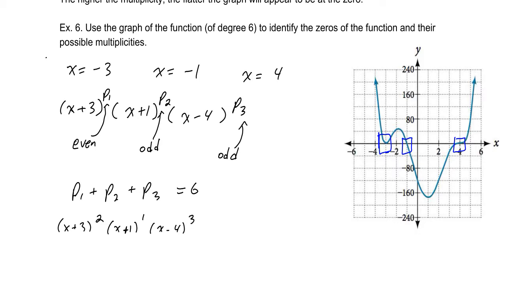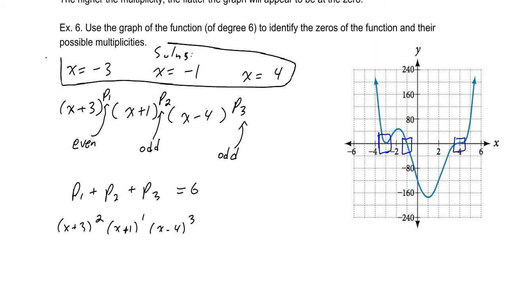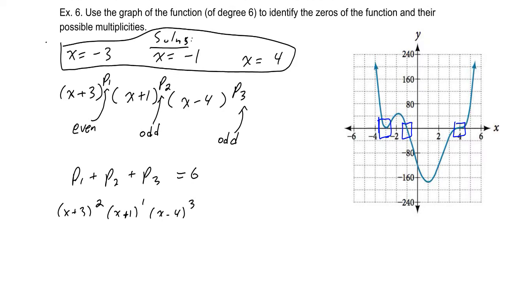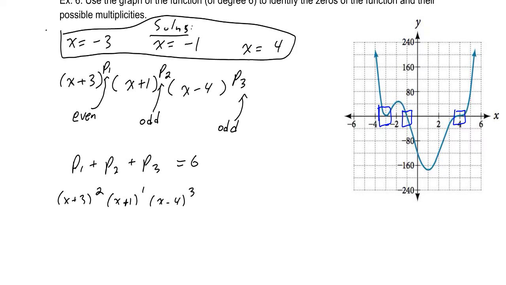Now that seems to be the most likely scenario because 2 plus 1 plus 3 is in fact 6. So here are my solutions. Okay, that's definitely the case. And our multiplicities appear that they would be 2. Let's go ahead and call this f of x. Be 2, 1, and 3 respectively. So there is our function.